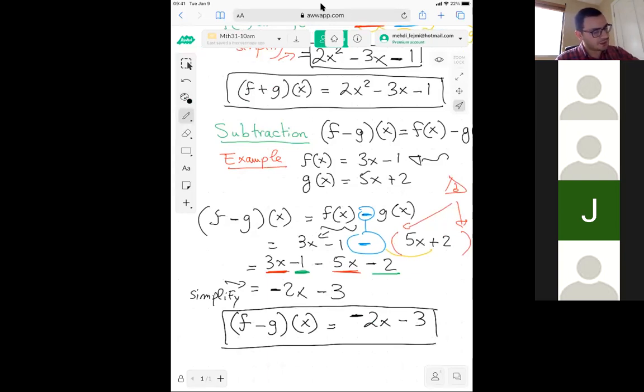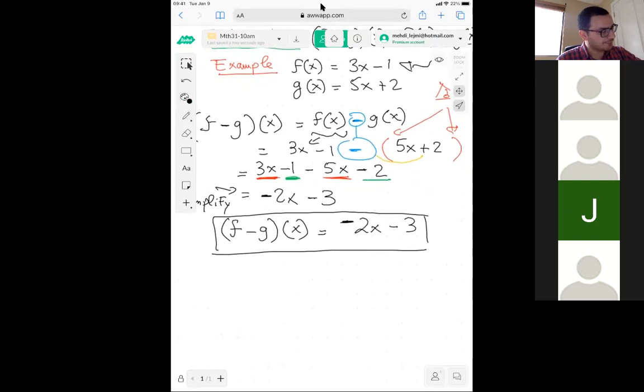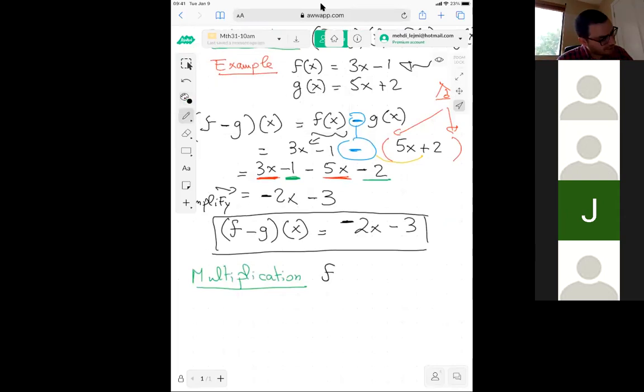Now, that's the subtraction. Next we have multiplication. We can multiply functions. Just be careful with the multiplication. The notation for multiplication is with a dot. So here we're going to have f dot g of x. That's f of x times g of x. The dot means the multiplication.